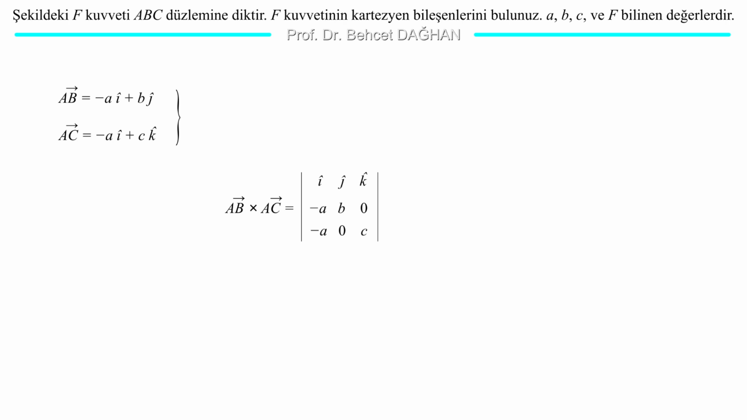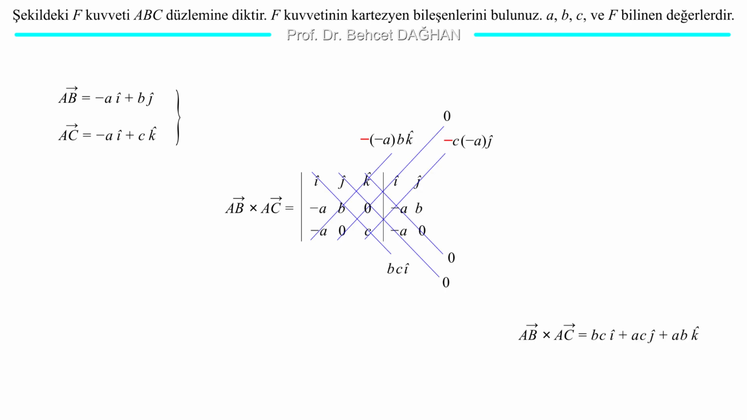We have vectors AB and AC. We will multiply them with the cross product. We write i, j, k in the first row. On the second line, we write the rectangular components of the AB vector, so the minus A, B, and 0 terms. In the last row, we write the rectangular components of the AC vector, so the terms minus A, 0, and C.